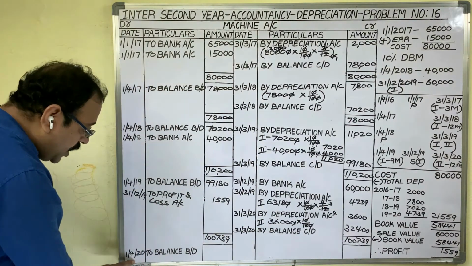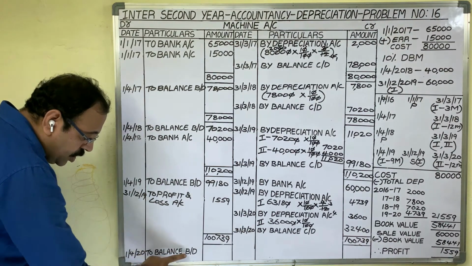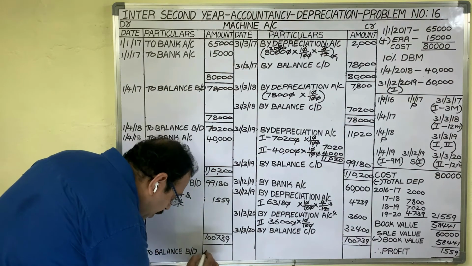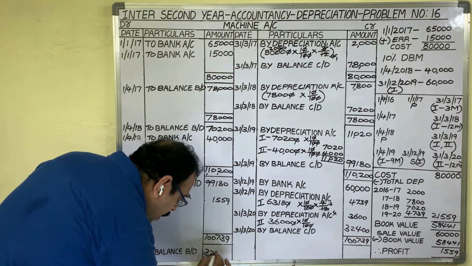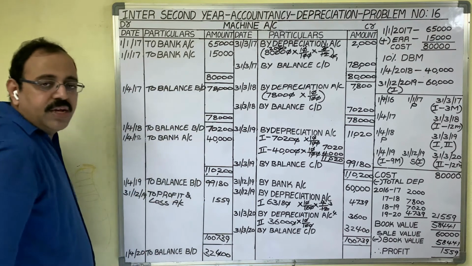Next year starting date is 1/4/2020. To balance brought down 32,400. This is the opening balance of the second asset on the starting date of the fifth year.